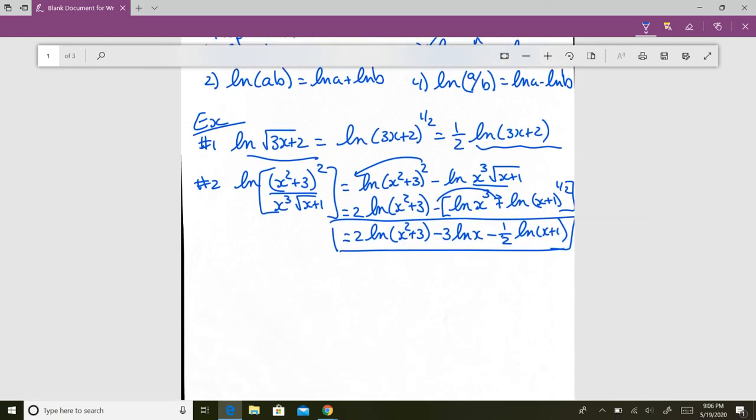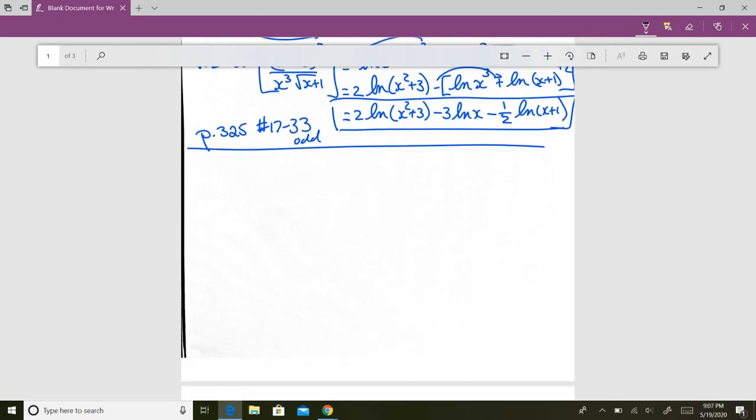Before we go on, because we're going to use all of those rules to do these, I strongly suggest you do page 325, numbers 17 to 33 odd. And when you've done that, come on back and we'll see you here.